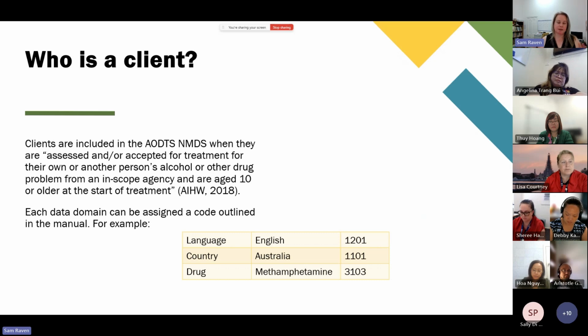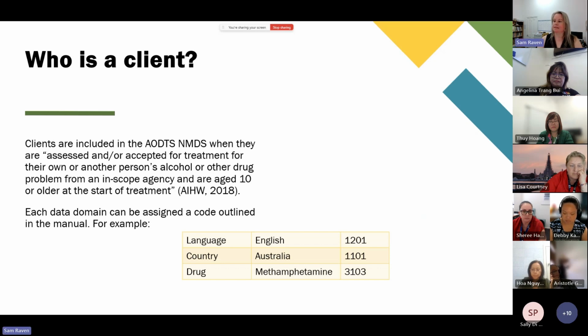So the NMDS can capture data on parents, friends, loved ones, people who are seeking support because of another person's drug use. From an in-scope agency, so that's a publicly funded, non-government or government drug and alcohol treatment service, and that they're aged 10 or older at the beginning of their treatment. So it doesn't cover anyone younger than 10, but older than 10 at the beginning of their treatment.